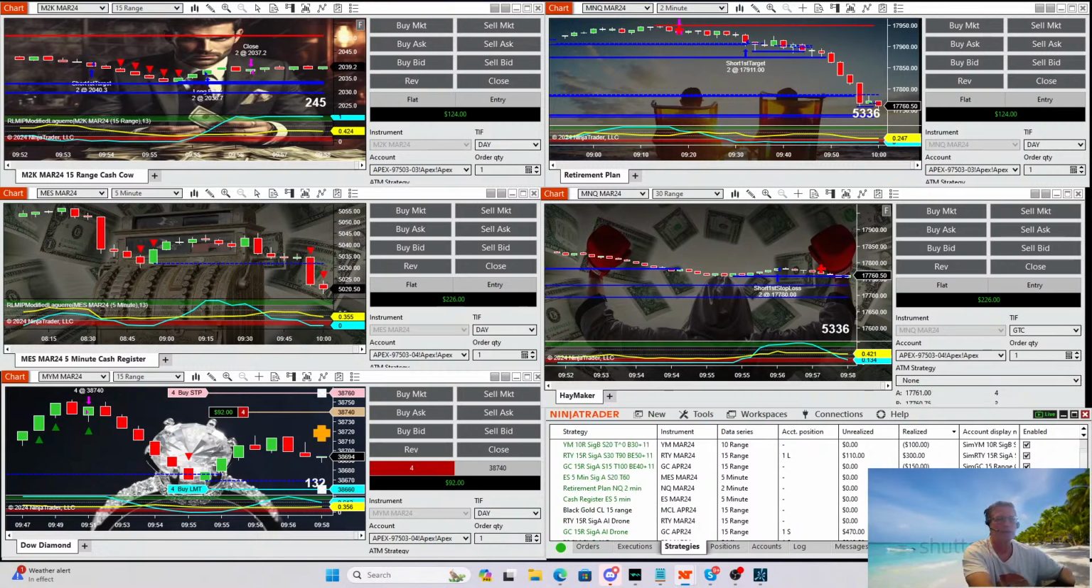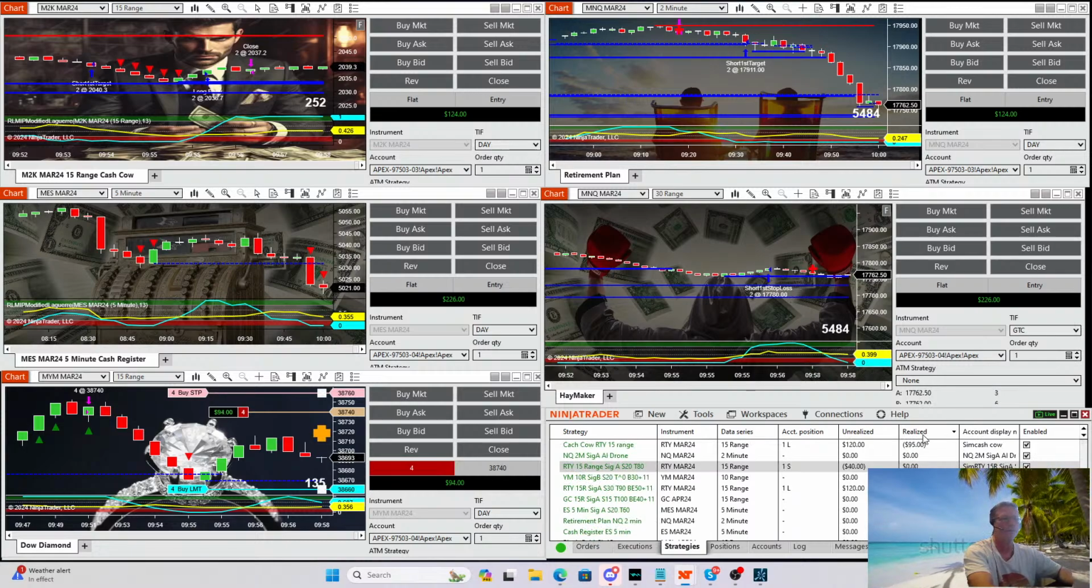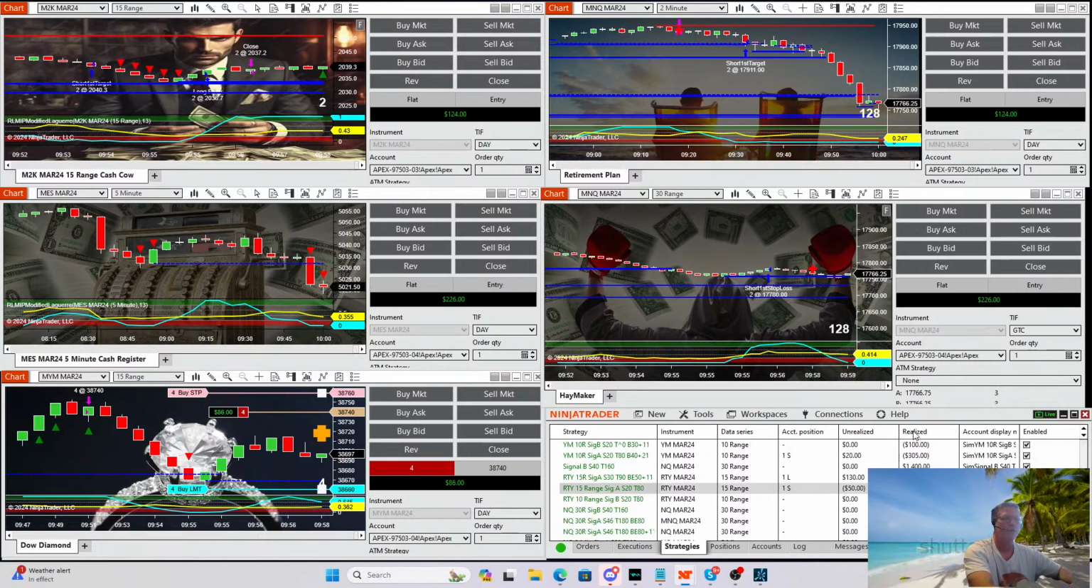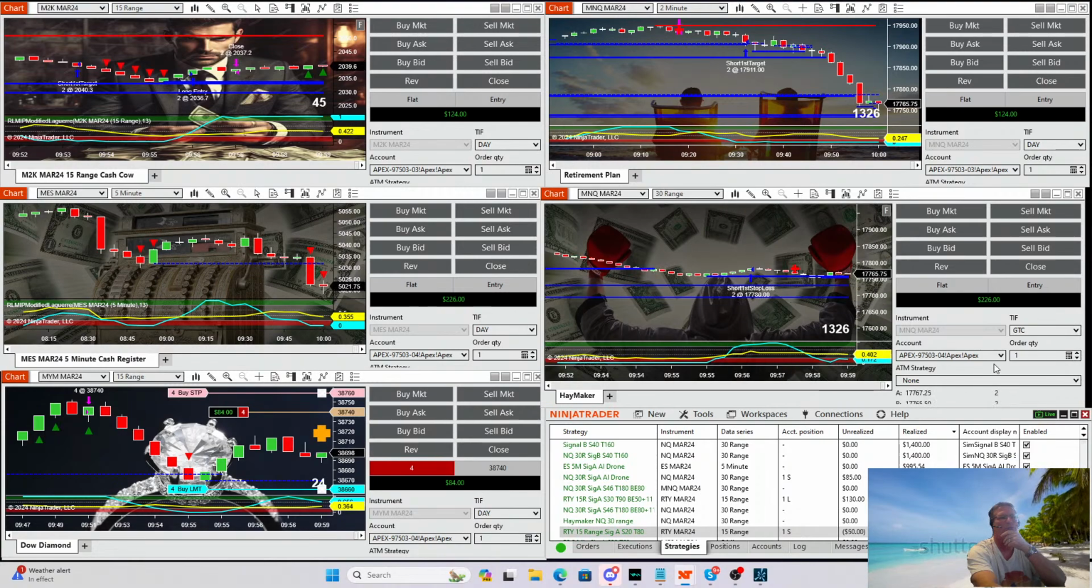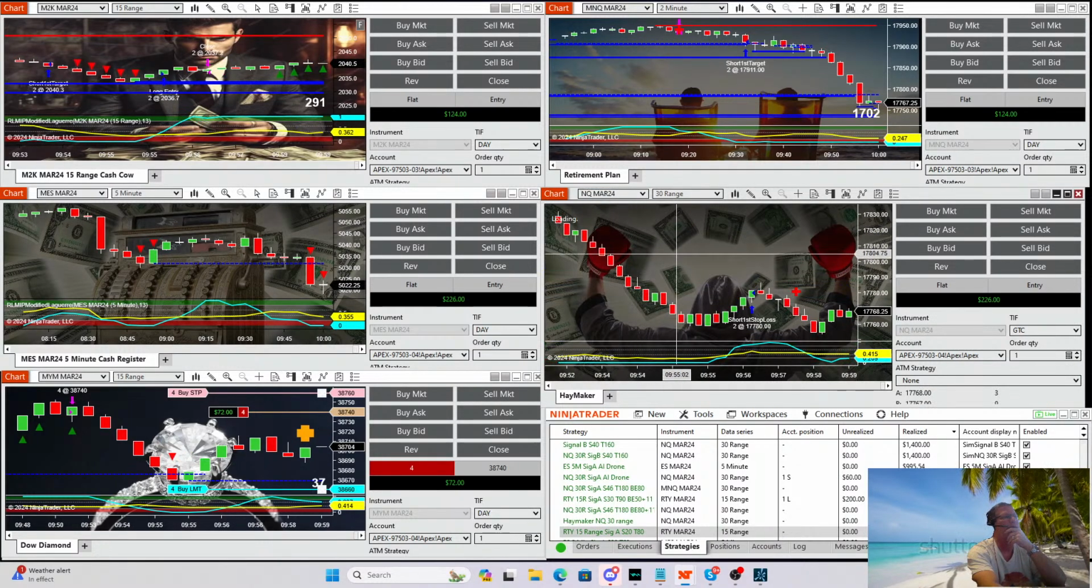Let's see which other one. Alright, so our top strategies today. Look at this one, just crushing it. The Signal B NASDAQ. So we could take this off and put it back on the NASDAQ. Order filled.